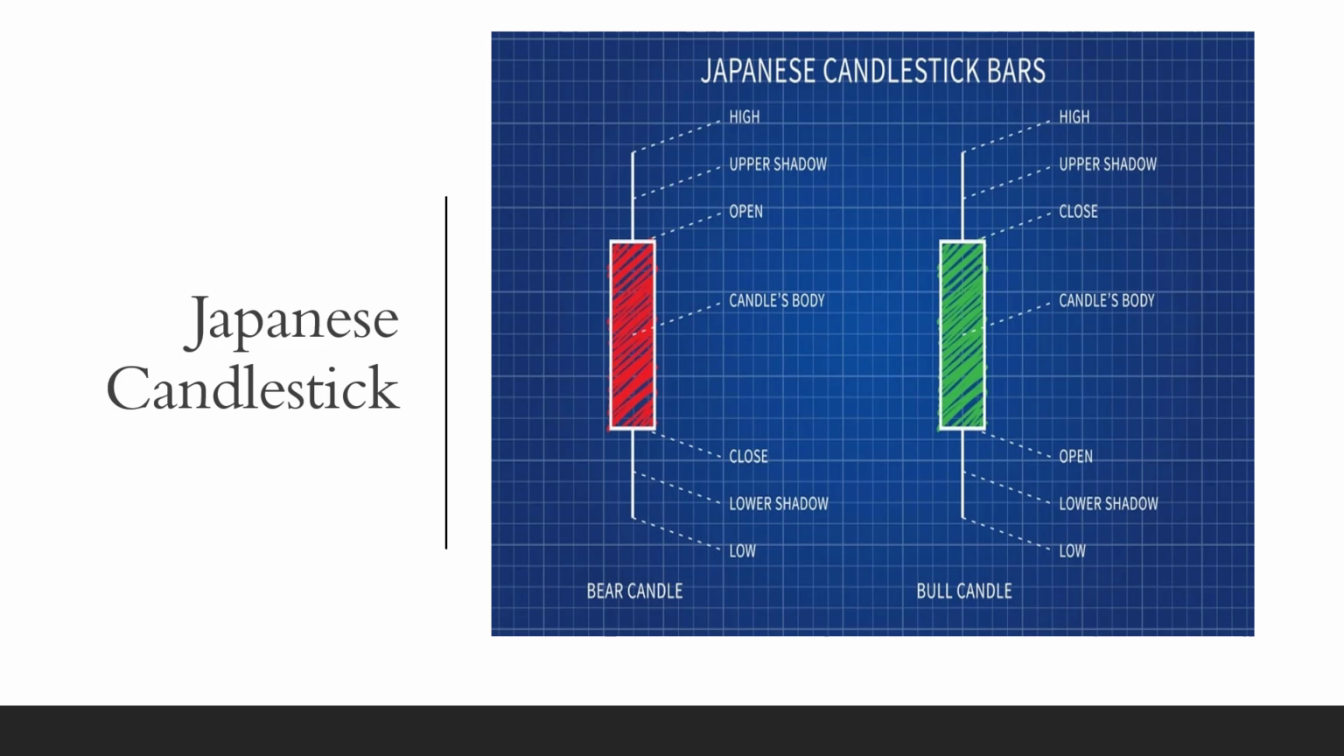Alright, so this is a Japanese candlestick. I'm sure you guys and gals have seen them on charts, if you've been entertaining the idea of trading, probably looked into it a little bit here and there, and you see these and you may wonder, well, how do I even read this?